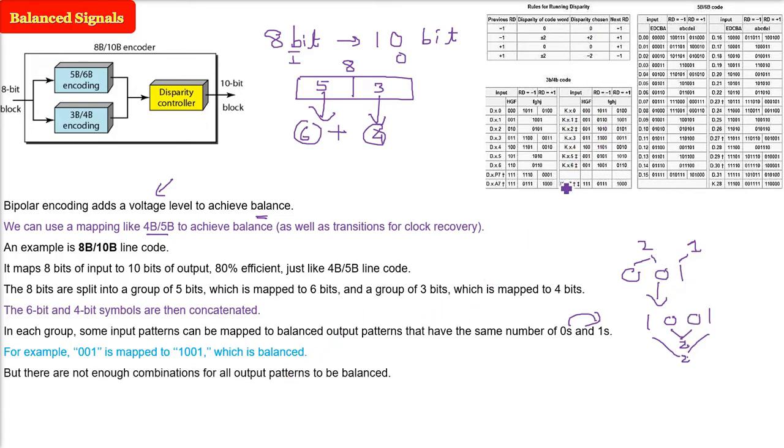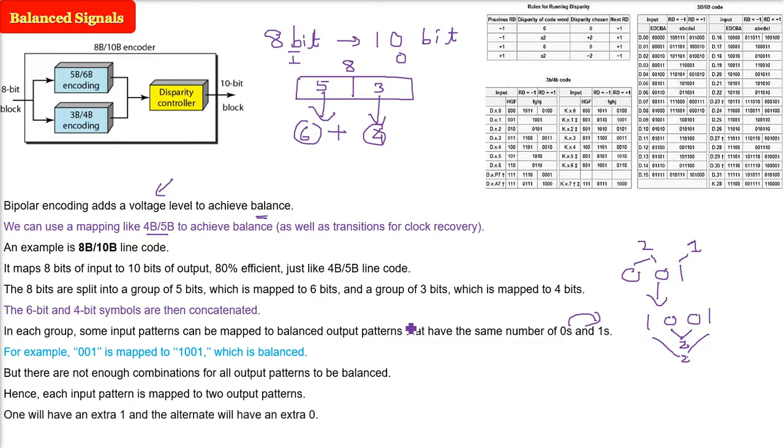But since we don't have enough combinations for all the output patterns in order to balance it, because we need an equal number of ones and zeros, each input pattern will be mapped in this scheme to 2 output patterns. One will have an extra 1 and the alternate will have an extra 0. So there will be 2 alternates. I'll show you an example.